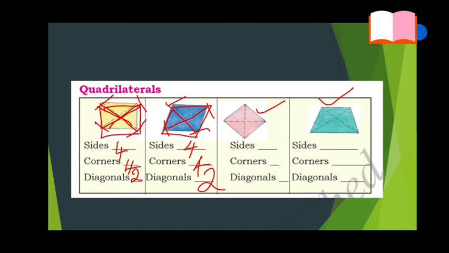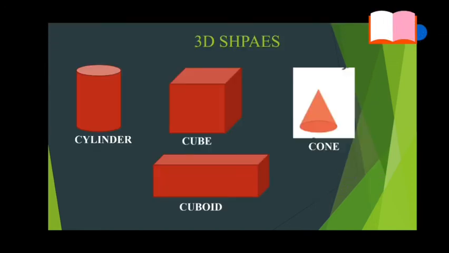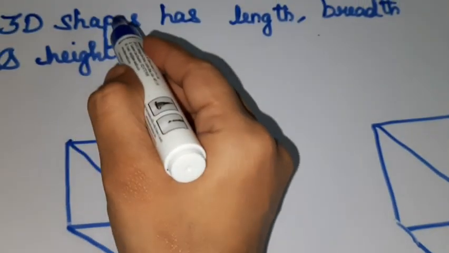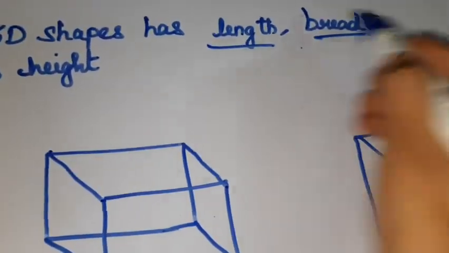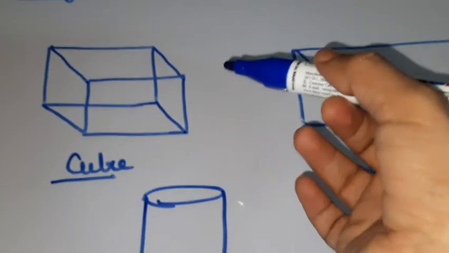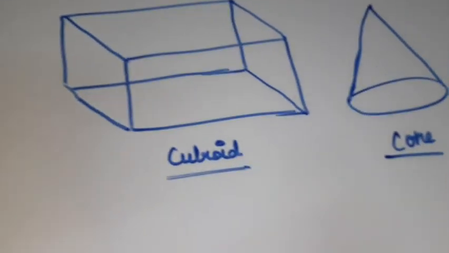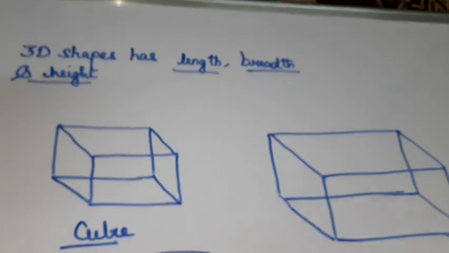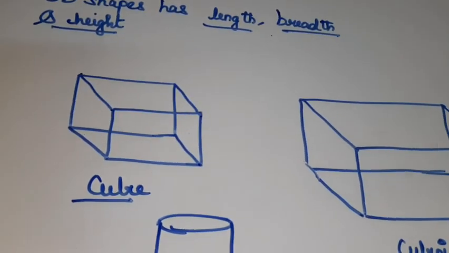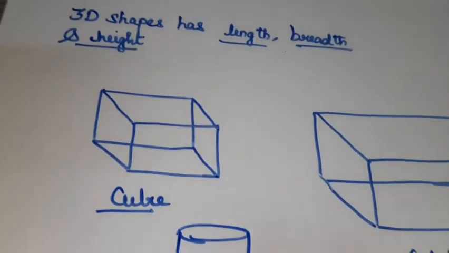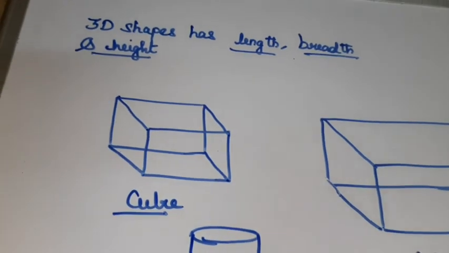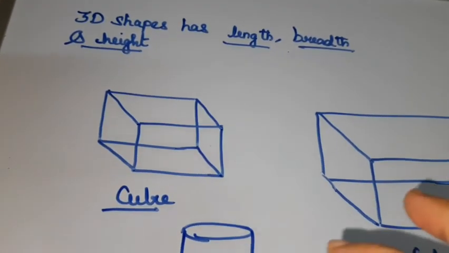Now let's get to know about the 3D shapes. A 3D shape is also called a solid figure. A 3-dimension shape has length, breadth and height. The examples of 3D shapes are cube, cylinder, cuboid, cone, notebook, ice cream cone, birthday cap, ice cube, gift box, and many more.